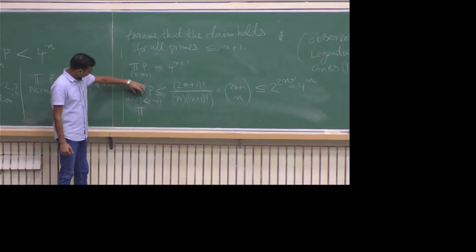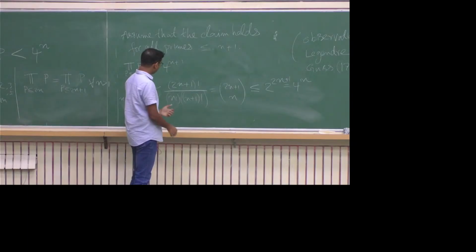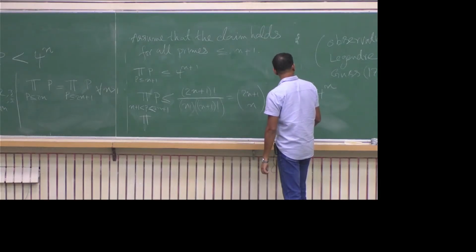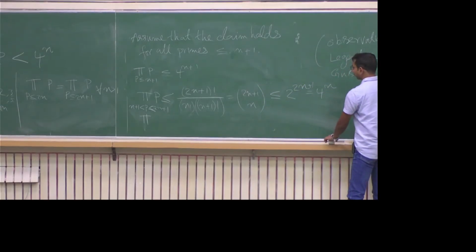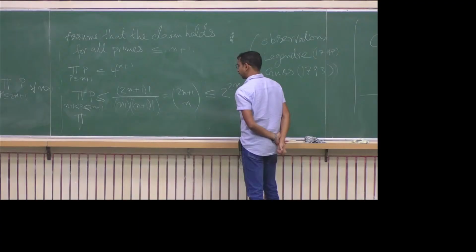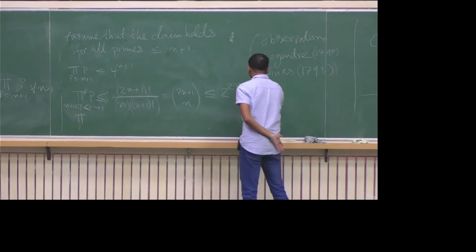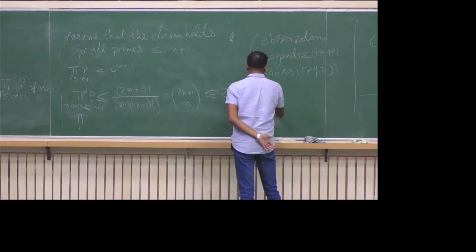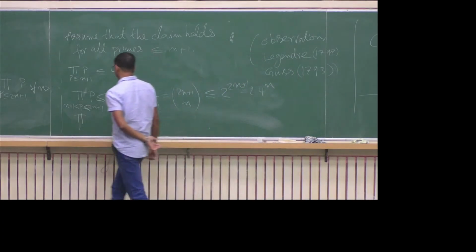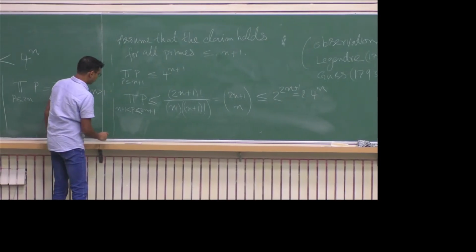So p less than, here we are going from n plus 1 to 2n plus 1, and here it is 2n plus 1 factorial divided by n factorial times n plus 1 factorial. Now this is right, this one is perfect. So this is 2 to the power 2n plus 1, and wait a minute. So this is 2 times 4 to the power n, and upstairs we have 4 to the power n plus 1. So if you multiply these two together, what do we get?